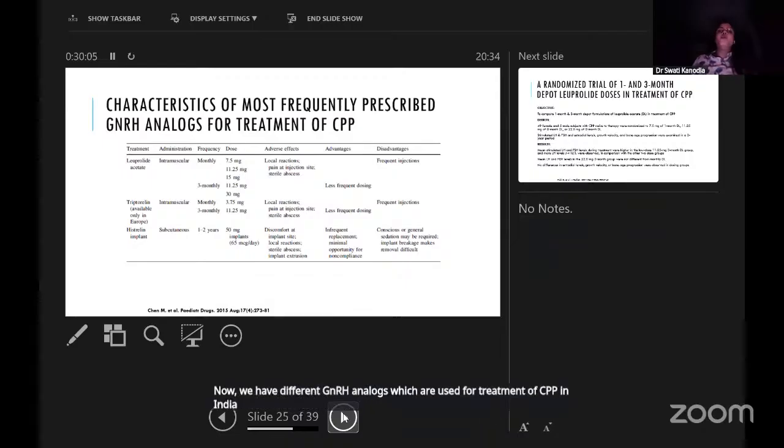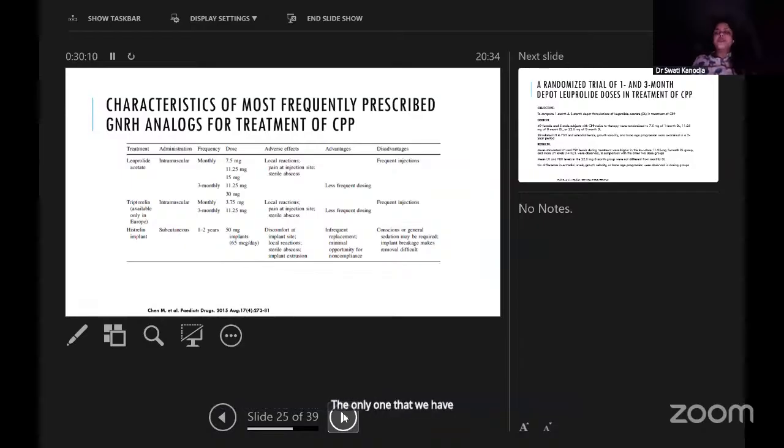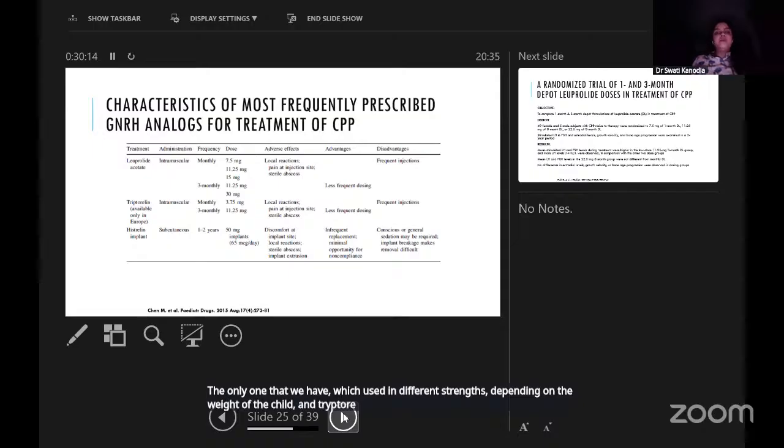Right now we have leuprolide acetate, the only one that we have, which is used in different strengths depending on the weight of the child. And triptorelin is also available, it used to be available more frequently, but now it's not. And implants we do not have in India currently.